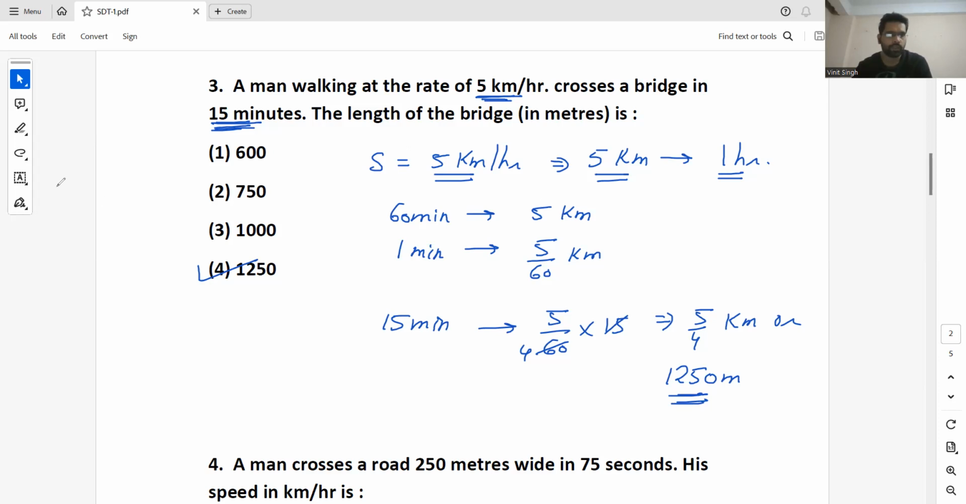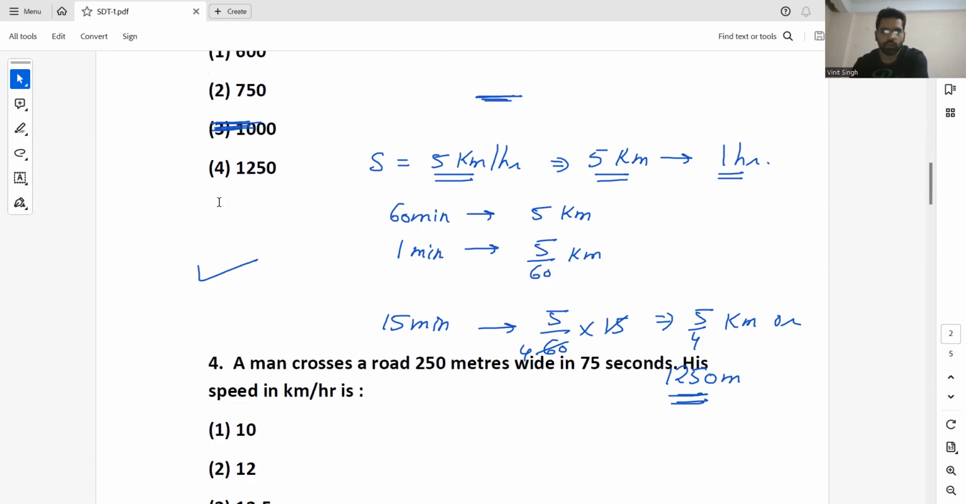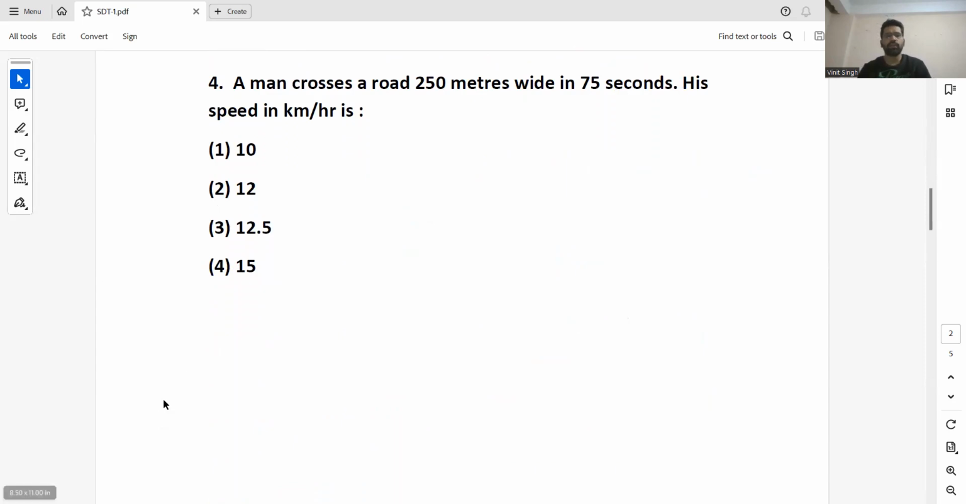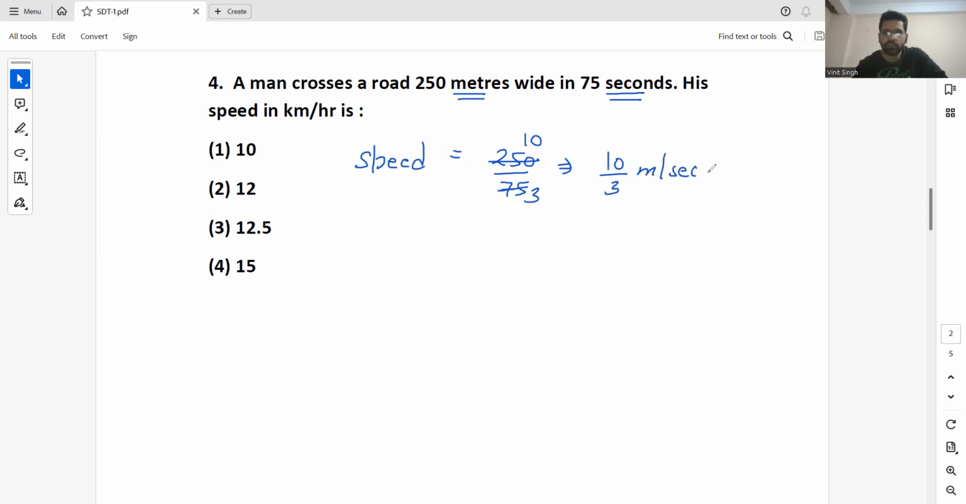Now, next question, question number 4. A man crosses a road 250 meters wide in 75 seconds. Find his speed in kilometer per hour. Now, distance is given in meters. Time is given in seconds. So first of all, we will find out the speed. 250 upon 75. After dividing by 25, we will get 10 here and 3 here. So 10 by 3 meter per second.